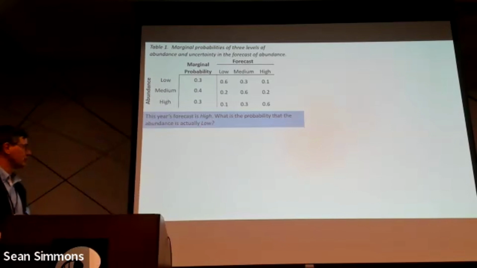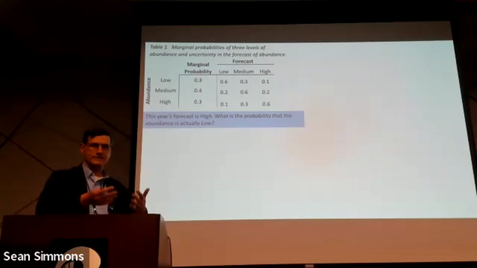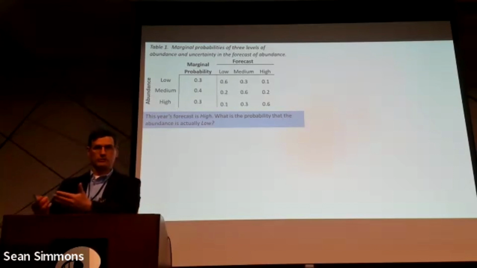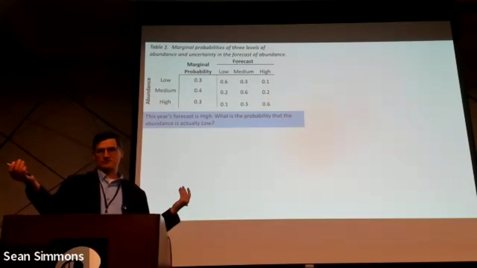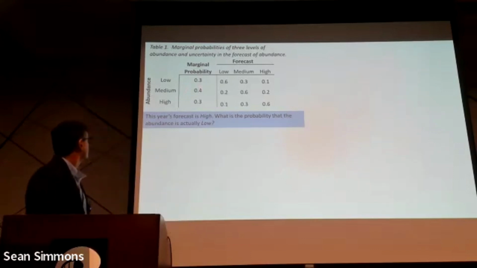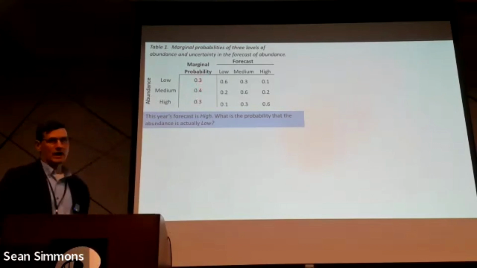Some more information for you. This is the marginal probability of low, medium, and high. This is just saying, all else being equal, what is the likelihood of finding a low, medium, or high abundance independent of the forecast? We just look back at our historical time series. And it's 30% of the time it was low, 40% medium, 30% high.